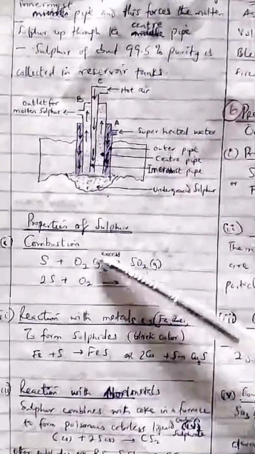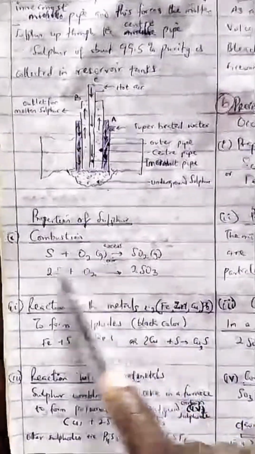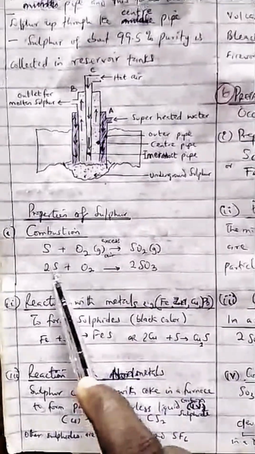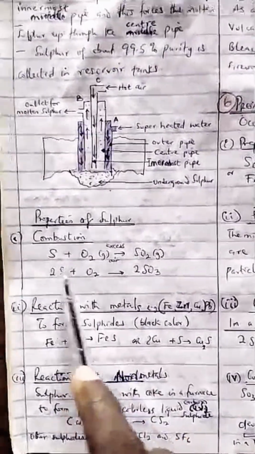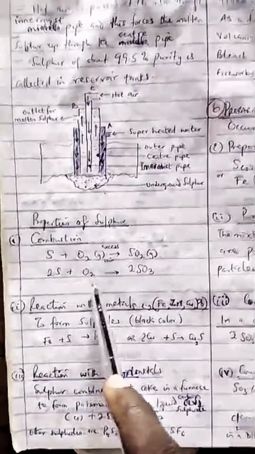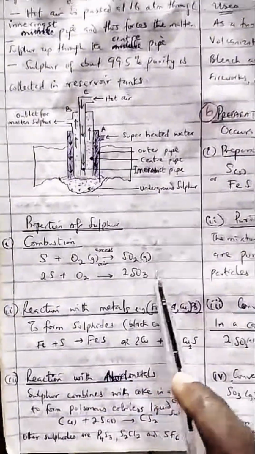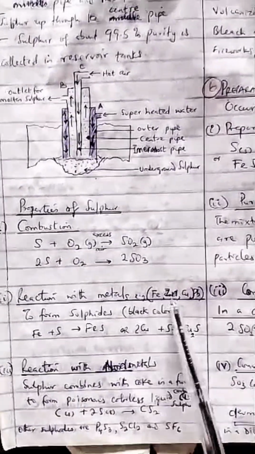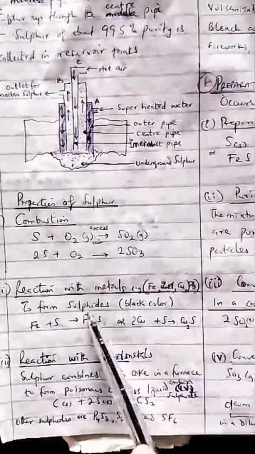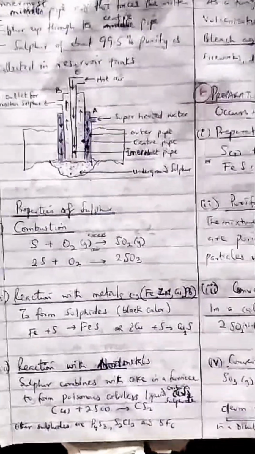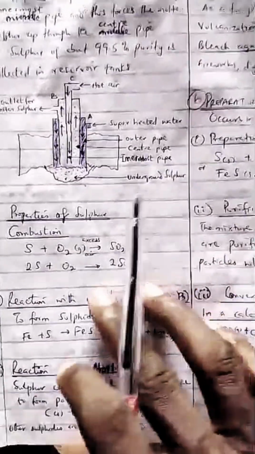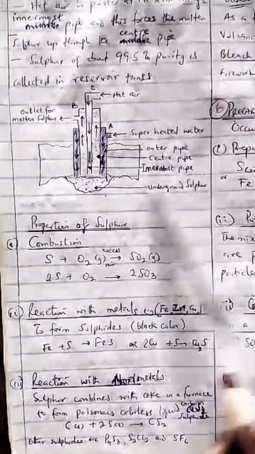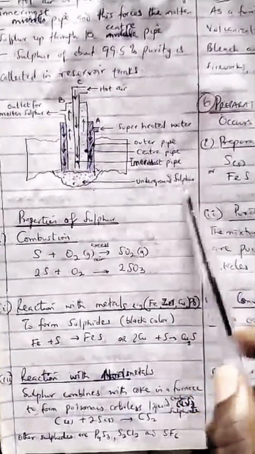So let's look at the properties of sulfur. Properties of sulfur involve combustion. It burns in excess air to release sulfur dioxide gas, or depending on the number of moles in the reaction, sulfur trioxide. It also reacts with metals such as iron, zinc, copper and lead to form sulfides. Remember the raw form of sulfur was pyrites, iron sulfide. That's the form in which we find some of the raw sulfur.